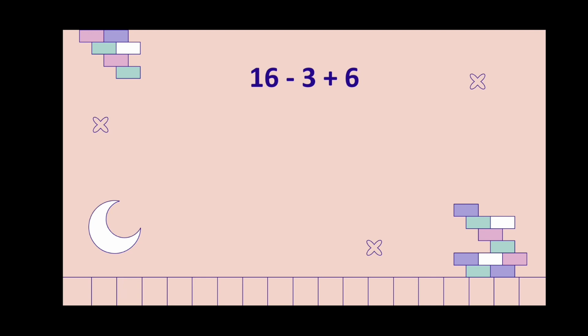Another example, 16 minus 3 plus 6. So as you can see, nauna ang subtraction bago mag-addition. So uunahin natin ang 16 minus 3. 16 minus 3 equals 13. And then, rewrite lang ang plus 6. Now, we have 13 plus 6 equals, okay, so it's 19. Very good.